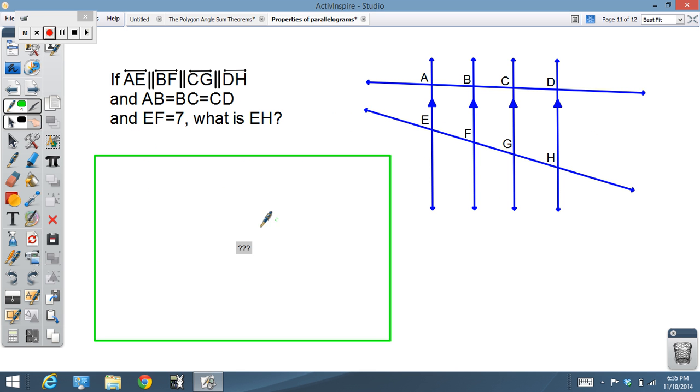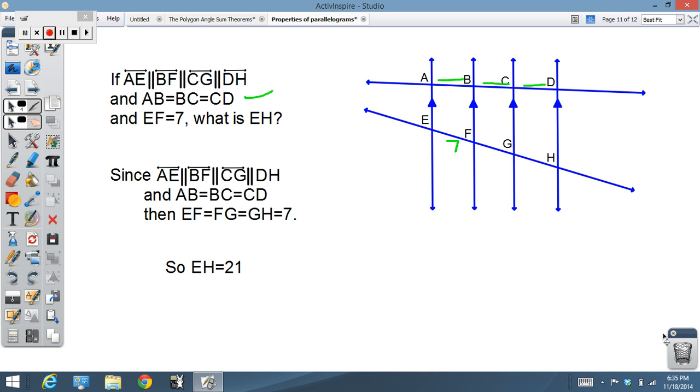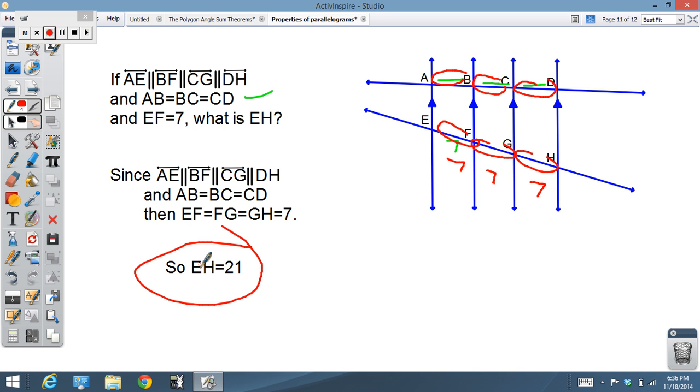So an example of what you're going to do with that: I got parallel lines, and I'm told that AB is congruent to BC is congruent to CD, and I'm told that EF is 7. Well, what is EH? Pause. Answer coming now. All right. Since all that stuff is true, if our parallel lines cut these sections into congruent parts, they also cut these into congruent parts. So if this is 7, this is 7, this is 7, EH equals 21.